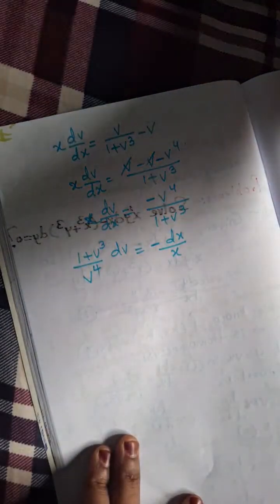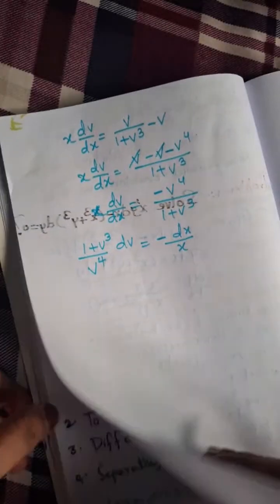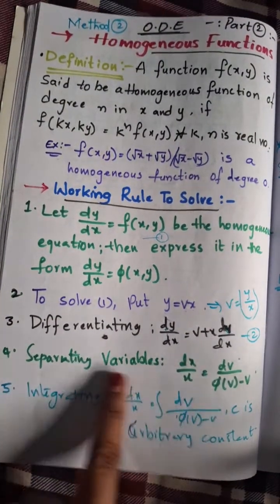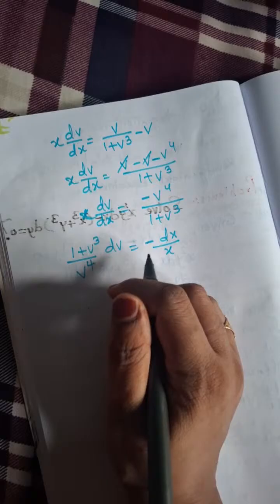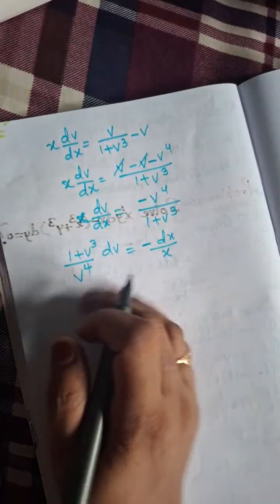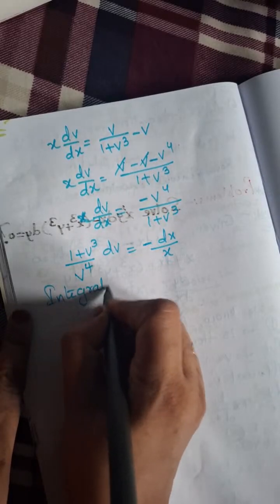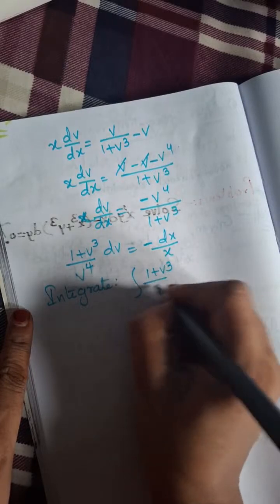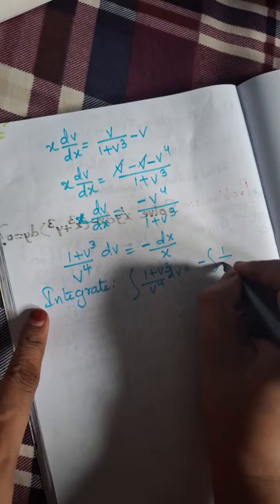Okay, now what we have to do? Next rule. After separating variables, integrating is the last step. That is, after integrating we get the general solution. Now integrating these terms. Integration of 1 plus v cube by v power 4 into dv is equal to minus integral of 1 by x into dx.